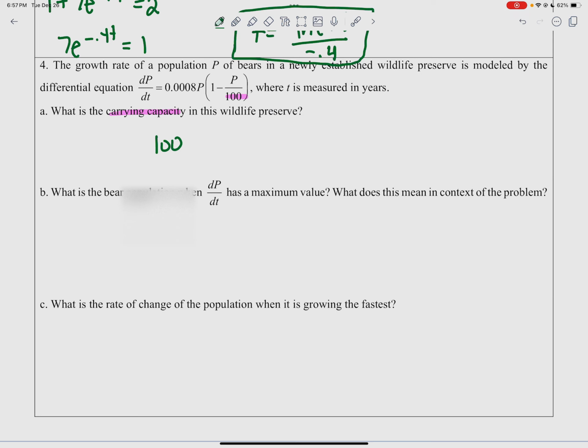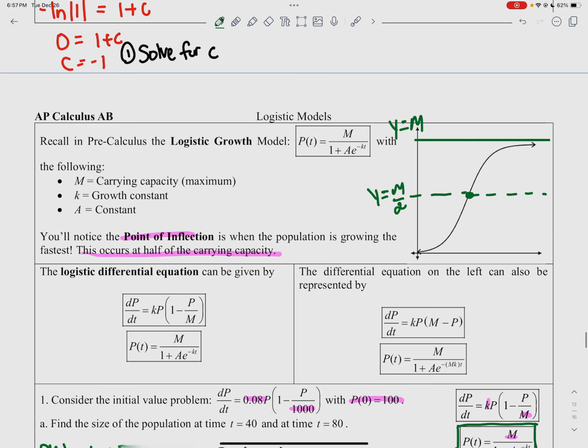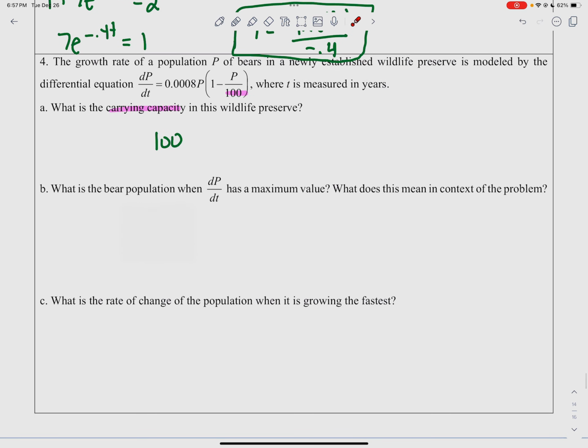All right. Part B says, what is the bear population when dP/dt has a maximum value? And what does it mean in context of the problem? Remember that is going to be half of my carrying capacity, and this is when the population is growing the fastest. So that's going to be 50.